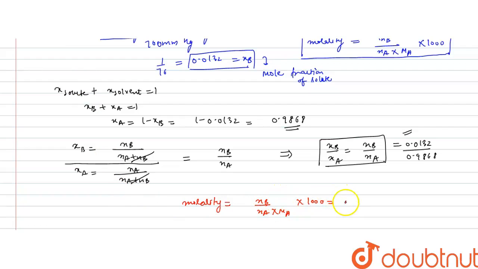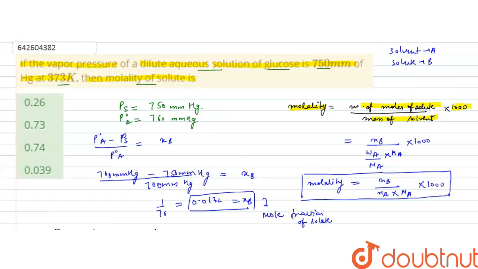So this ratio is 0.0132 divided by 0.9868 into 1000 divided by 18 gram, that is the molecular weight of water. So this is equal to 0.743. So molality is 0.743 mole per kg or 0.743 molar. So the correct answer to this question is option C, that is 0.74.